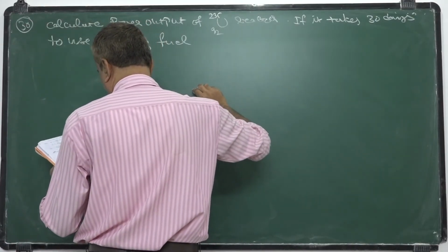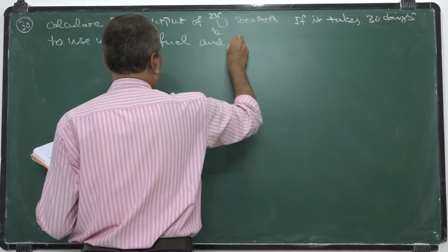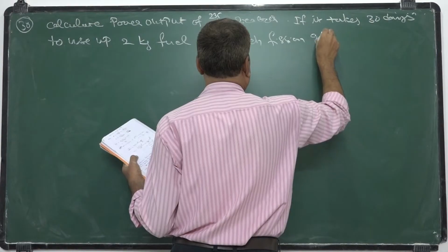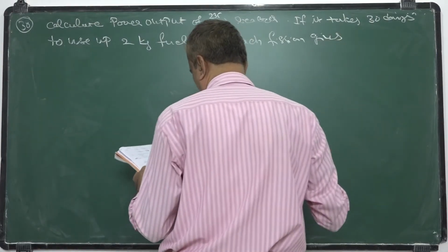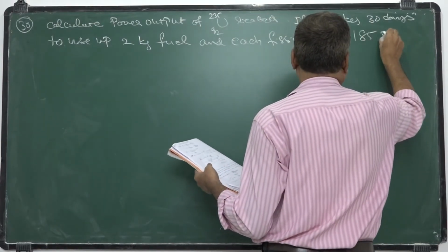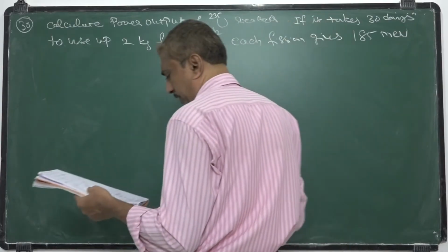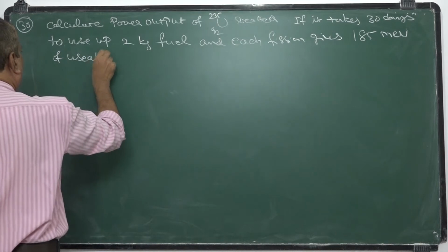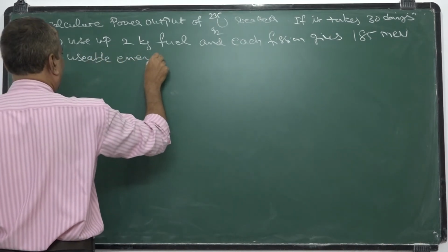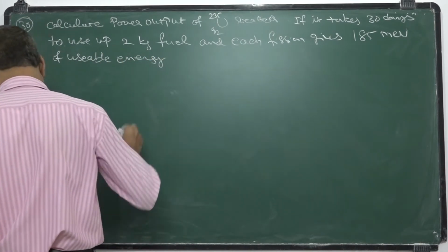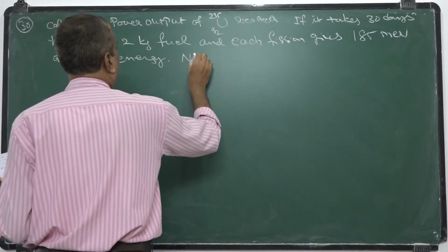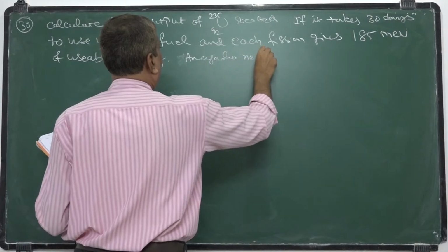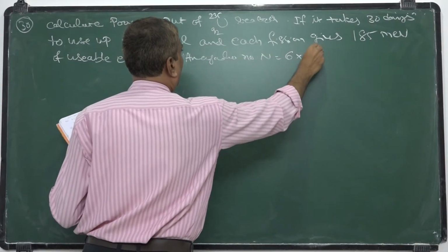and each fission gives 185 million electron volt of usable energy. Take Avogadro number N equal to 6 into 10 to the power 23 per mole.